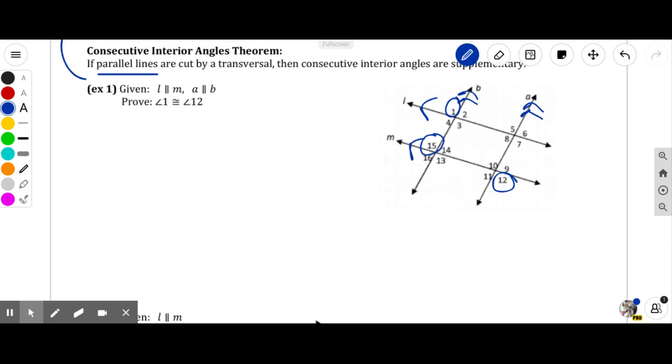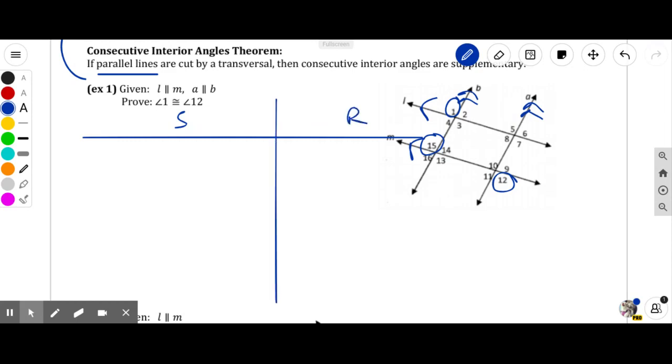And so what we're going to do is say that 1 is congruent to 15. We're going to say 12 is congruent to 15. And then by transitive, we'll be able to say 1 is congruent to 12 because they were both congruent to 15. So that's how this proof is going to go. So we want to set up your two columns. Restate the given, of course.